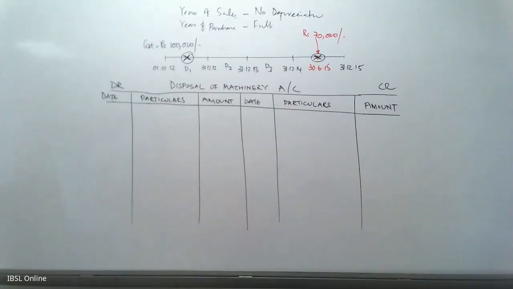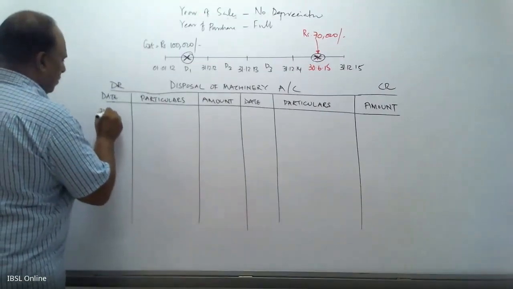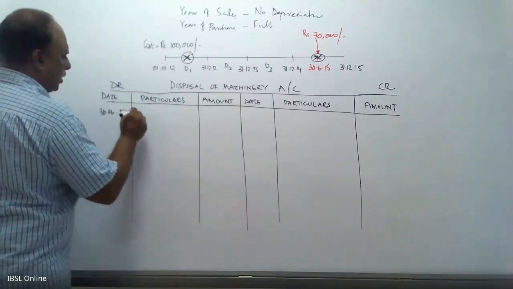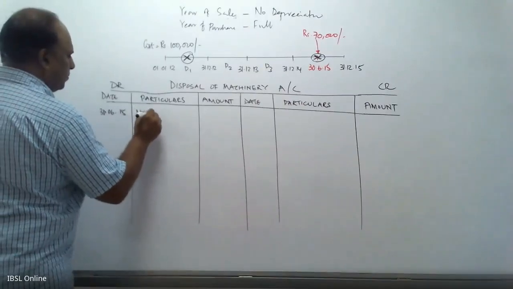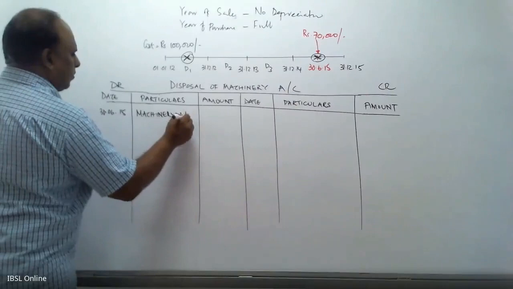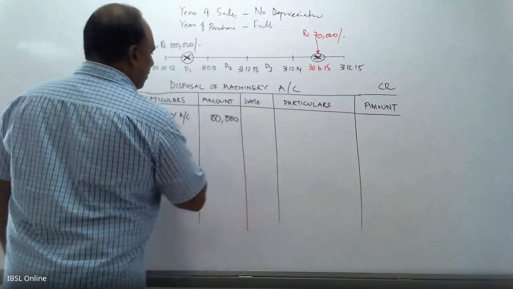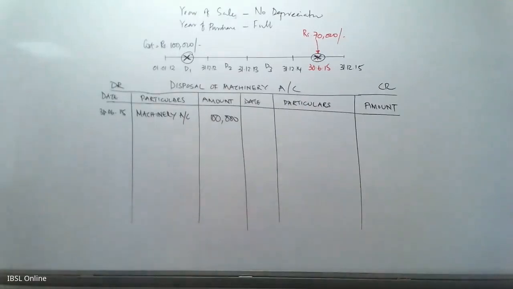First is to remove the cost of the asset. So you know the cost of the asset is 100,000. So what you do? You will credit the machinery account and bring it to the disposal account. And the amount will be 100,000.